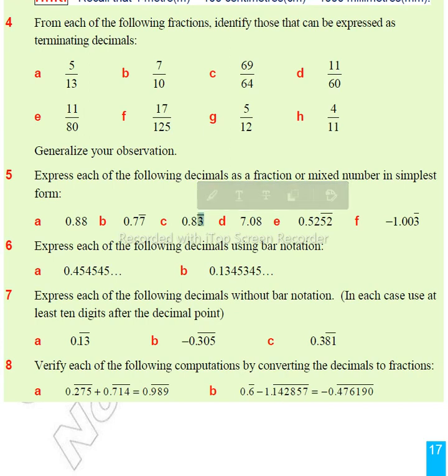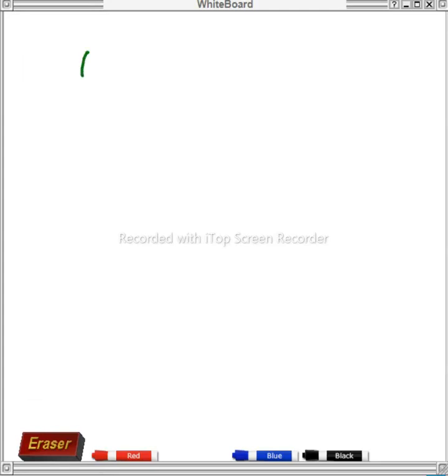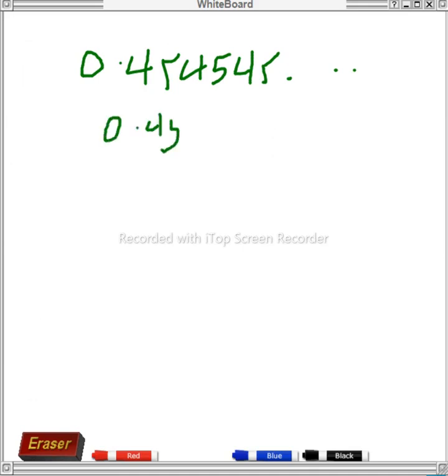So we can rewrite this. For example, 0.454545 will be repeated. So we can write this as 45 repeated. When using bar notation, we put the bar over 45. So this is our answer.